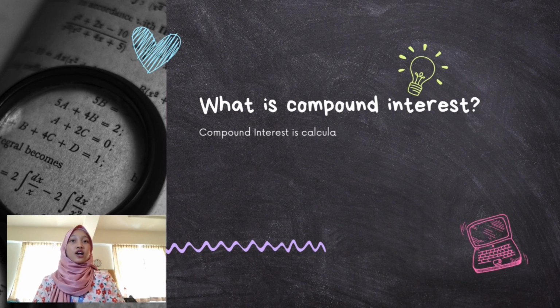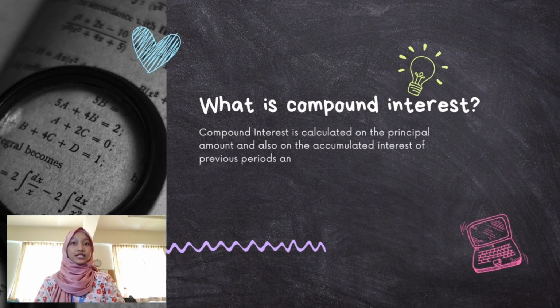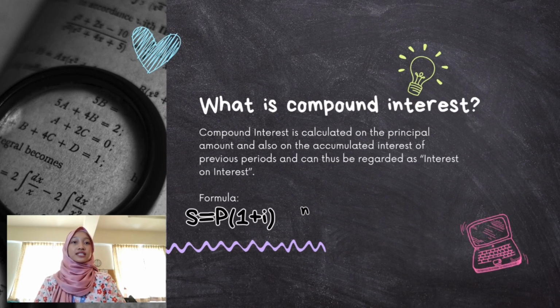What is compound interest? Compound interest is calculated on the principal amount and also on the accumulated interest of previous periods and can thus be regarded as interest on interest. The formula of compound interest is S equals P(1 + i)^n.